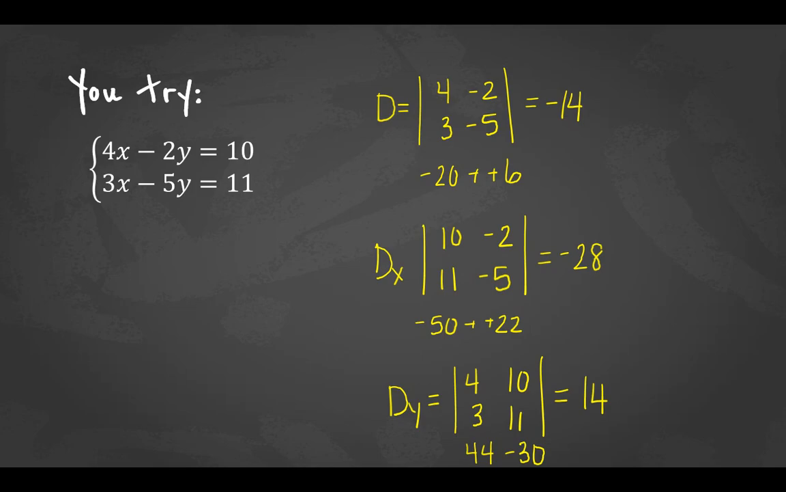Okay. How do we find x? We do -28 over -14. Very good. -28 over -14, which is 2. Y is not 1, -1. Yep. 14 over -14 is -1. So your solution for this system is 2, -1.